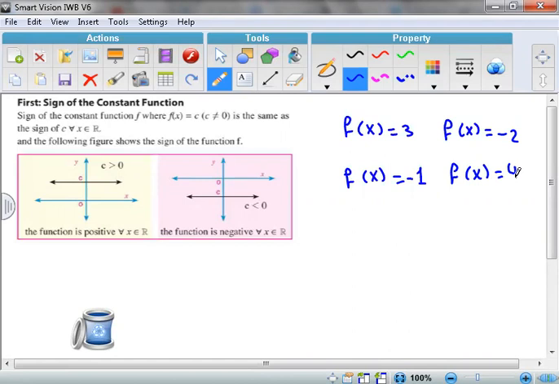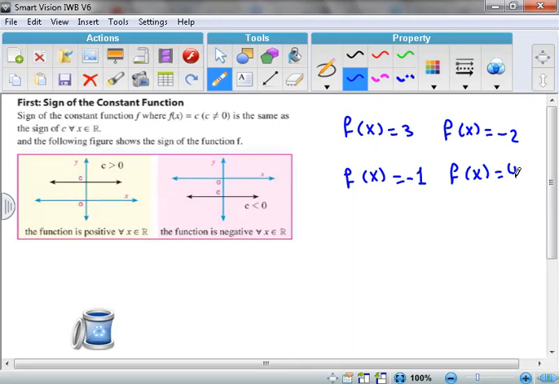Can you say another constant function? Zero, negative 4. Yes, if x equals 0, f of x equals 0. f of x equals negative 1. Negative 3. This is a function.